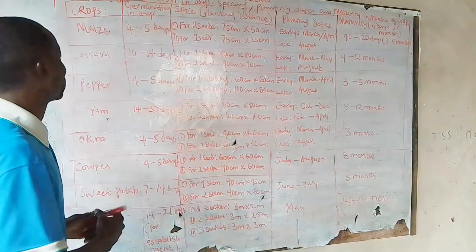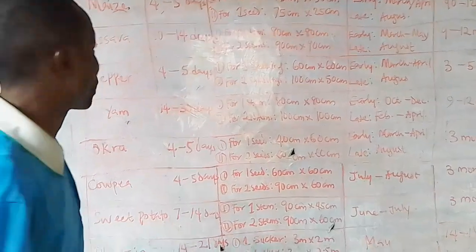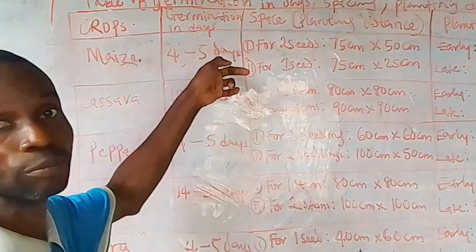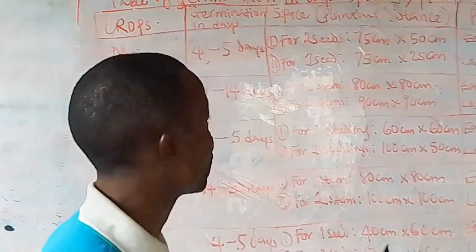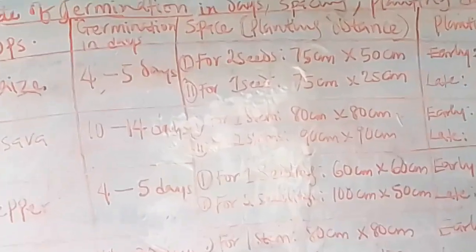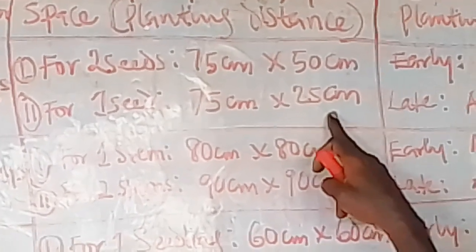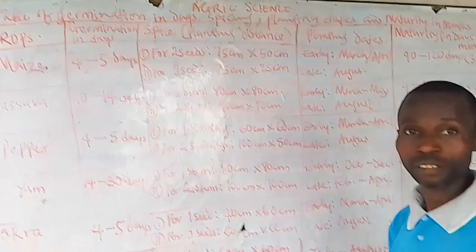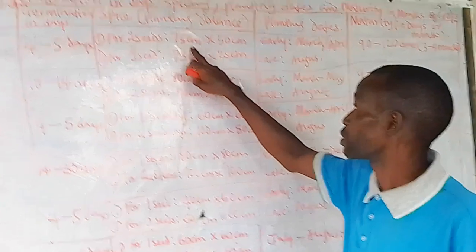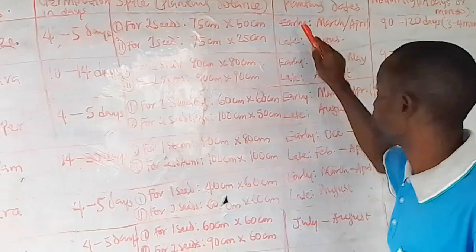For example, maize is planted after you've done every cultural practice. When you plant, it takes about 4 to 5 days to germinate. If you plant one seed per hole, you space it between 75 cm by 25 centimeters, approximately. If you plant 2 seeds in a hole, you look at 25 centimeters. Now, what is the time you plant? You plant early May and late May.